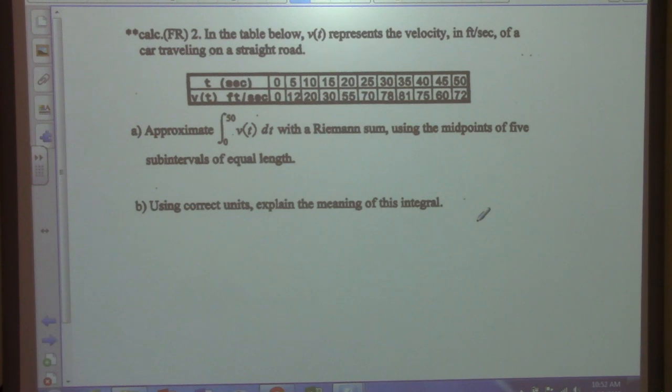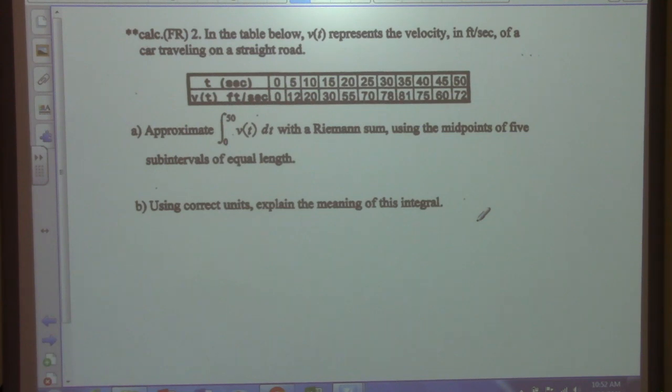What are the units going to be after you integrate this? Okay, Kylie says feet, is that right? Yes. How do you know it's right, Gavin? I just remembered from the other day. Okay. That's good. That's fair.